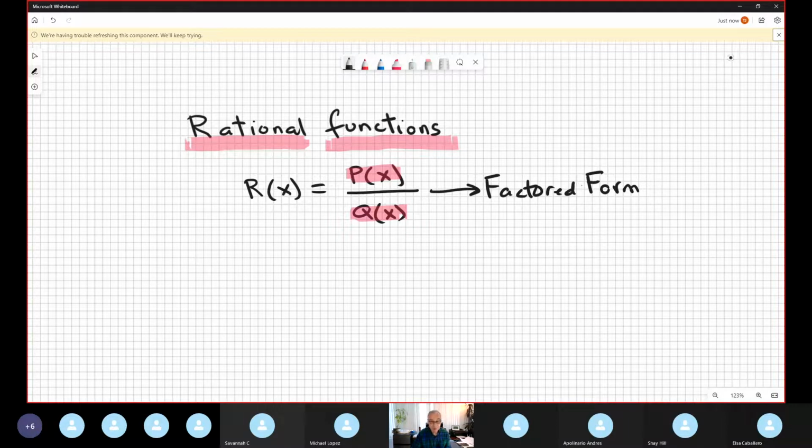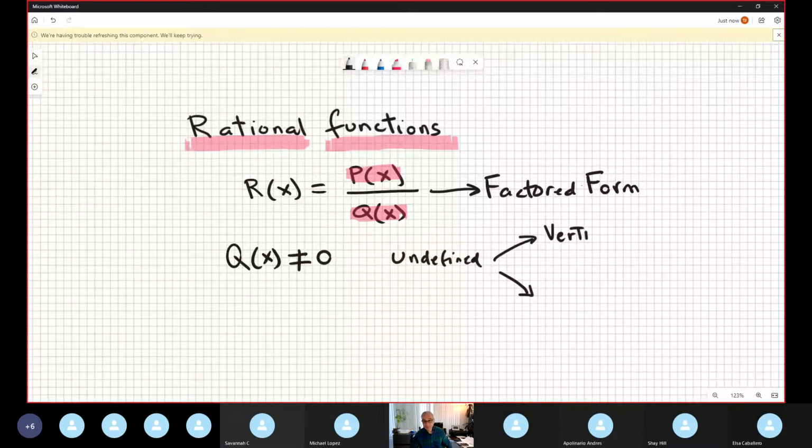Okay, by the way, domain is always the values that satisfy this condition, Q not zero. This is the guy that controls the domain, Q. P is not important to determine the domain. Entonces we discover that sometimes the function is undefined when Q is zero, and we have two possibilities. The first possibility, which is the most popular, is the vertical asymptote.